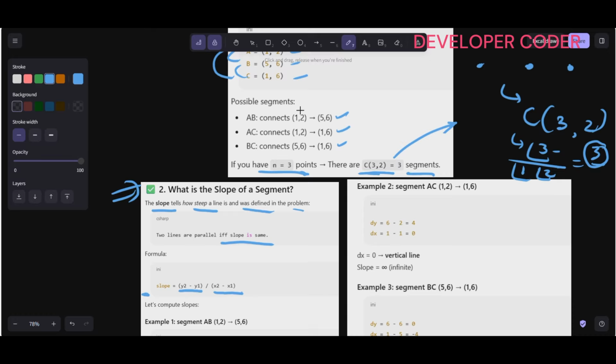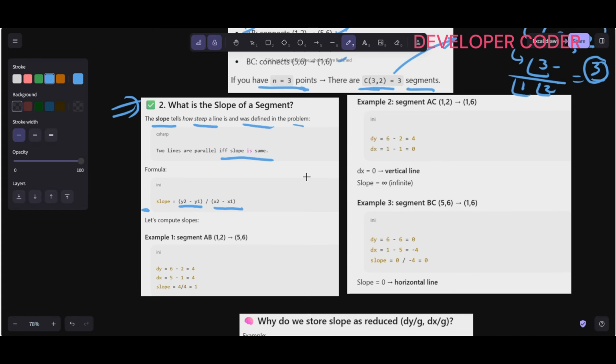Now the same example I'm taking. Let's consider this segment AB, that's simply (1, 2) and (5, 6). So now I'm going to consider this as my x1 y1 and this as my x2 y2. So now y2 minus y1, that simply means 6 minus 2, 4. We can write dy is nothing but y2 minus y1. Same way dx is nothing but x2 minus x1. So 5 minus 1, 4. That's it. So slope is going to be dy divided by dx, or you can write it as y2 minus y1 over x2 minus x1. So the slope of this line is 1.